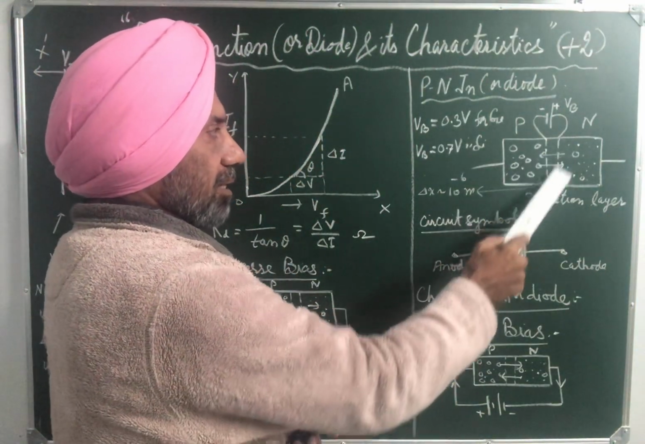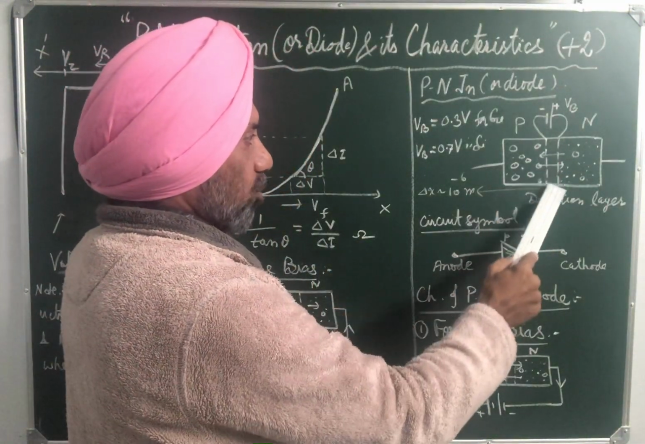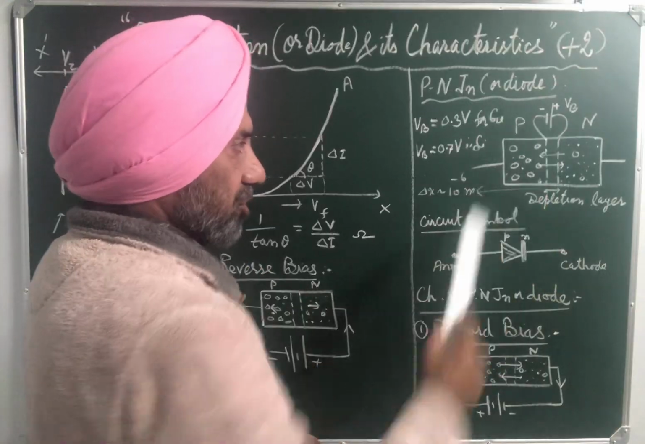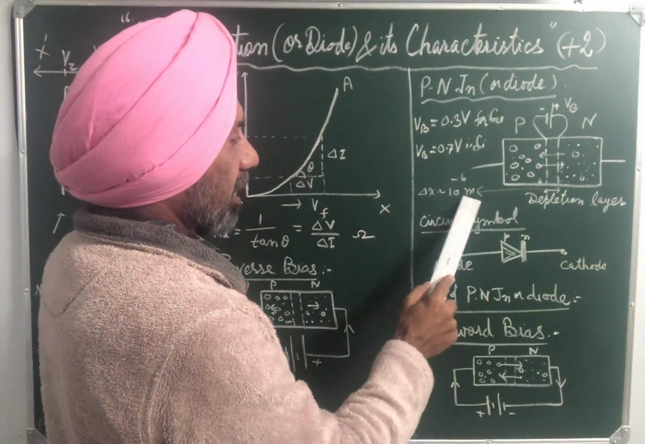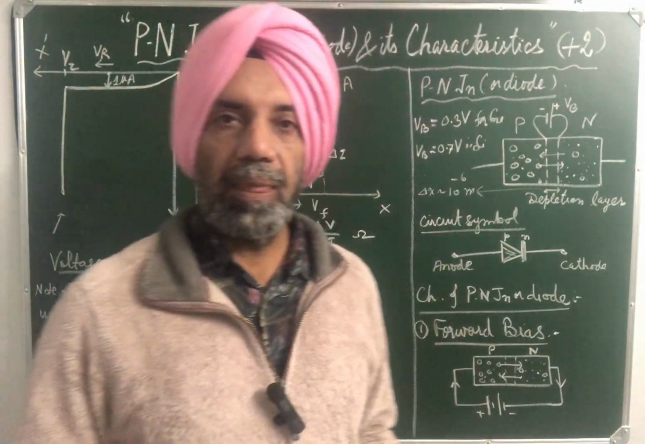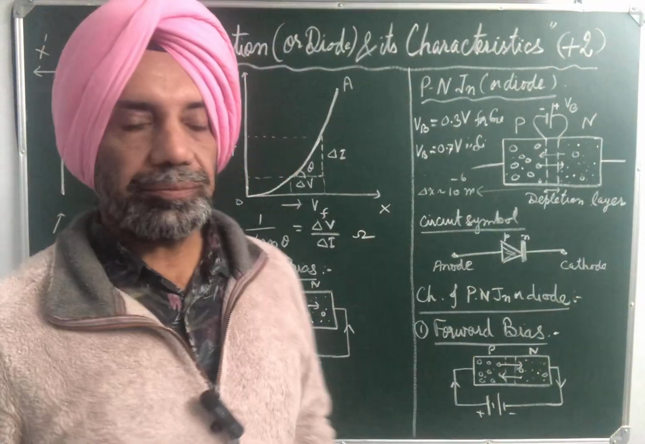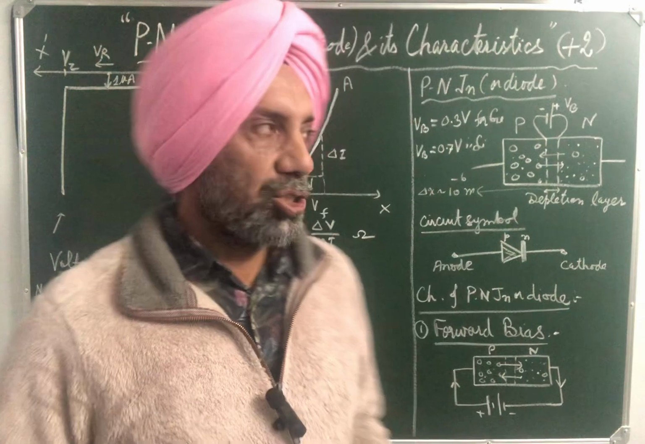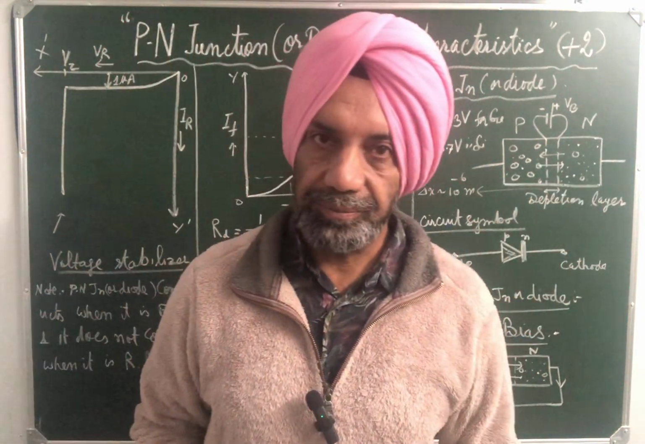And as a result, a small thin region is created across the junction, having thickness of the order of 10 to the minus 6 meter, of the order of a micron, and this region is known as the depletion layer. So this is how a PN junction or diode is formed.